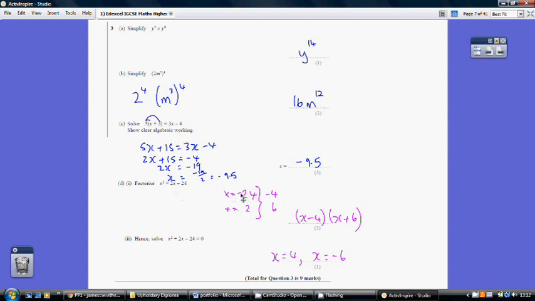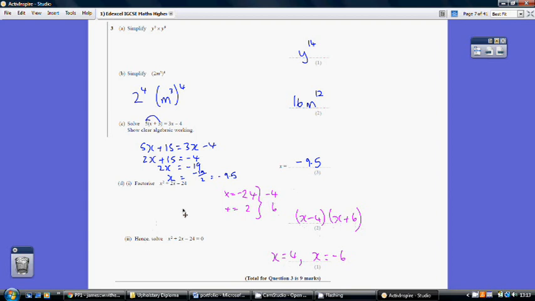So what two numbers multiply to make minus 24 but add to be 2? Well, that's minus 4 and plus 6. So our final answer is x minus 4, x plus 6. Or we could have written it the other way around. So this bracket first, x plus 6 times x minus 4.